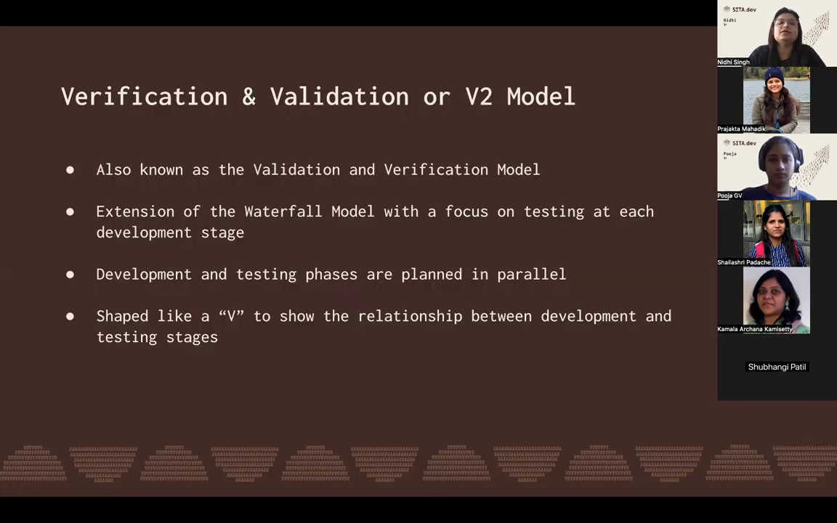Next is the verification and validation model. It is also called the V model. This is an extension of the waterfall model, but with the focus on the testing and development stages. It is similar to the waterfall model, but the only difference is that in this, the testing phase is incorporated at the very beginning. So testing and development phases go in parallel in this model. This is the verification model, and its shape is a V to show the relationship between the testing and the development phases.